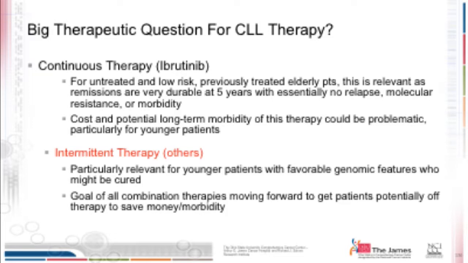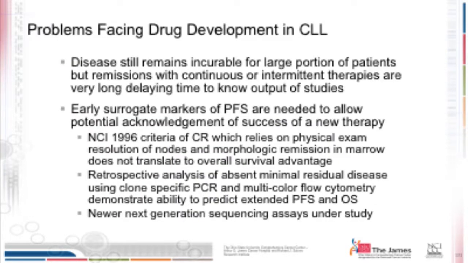But we're going to focus on, for MRD, intermittent therapy is relevant, and this is relevant for younger patients, and particularly if we want to get patients off therapy, hopefully curing their disease, or for financial or morbidity reasons. And this gets to the problem that we have with drug development. In CLL, we have this disease that remains incurable. Patients have to stay on therapy. And early surrogate markers allow us to acknowledge the new success of a therapy and to move on.